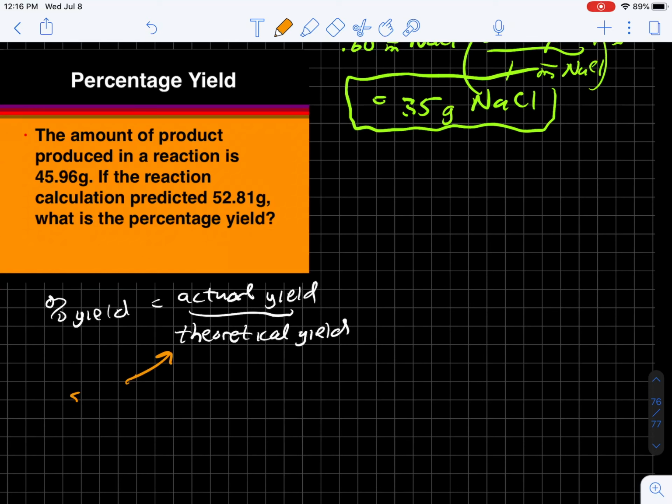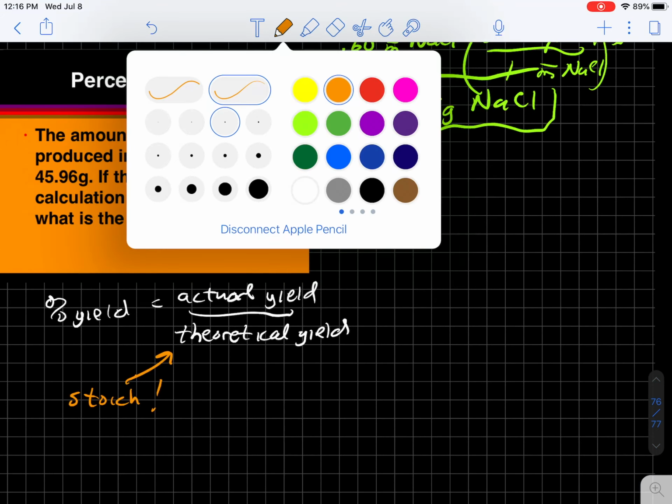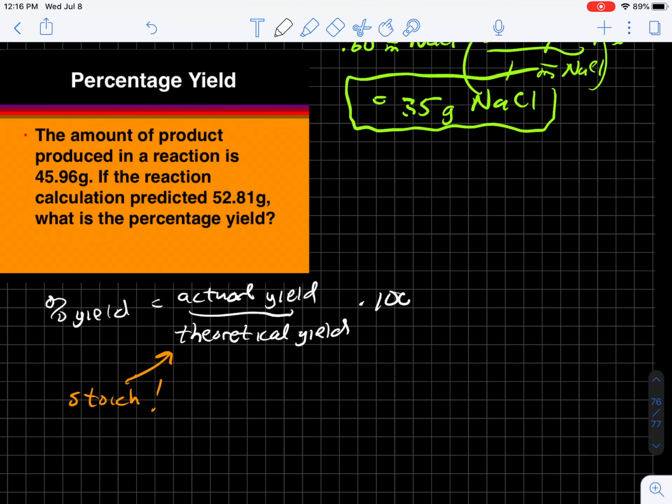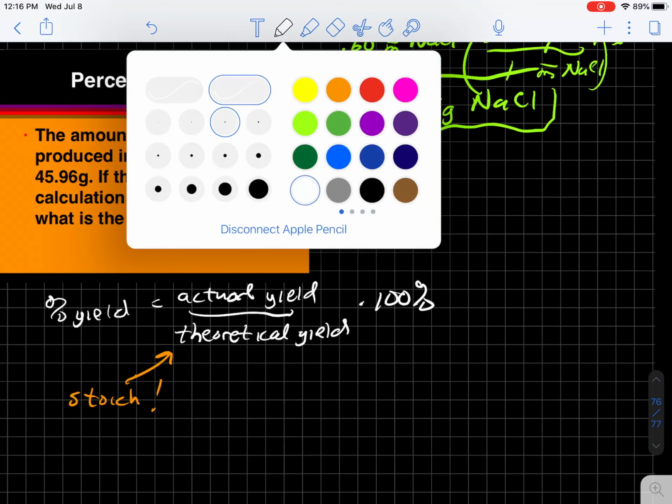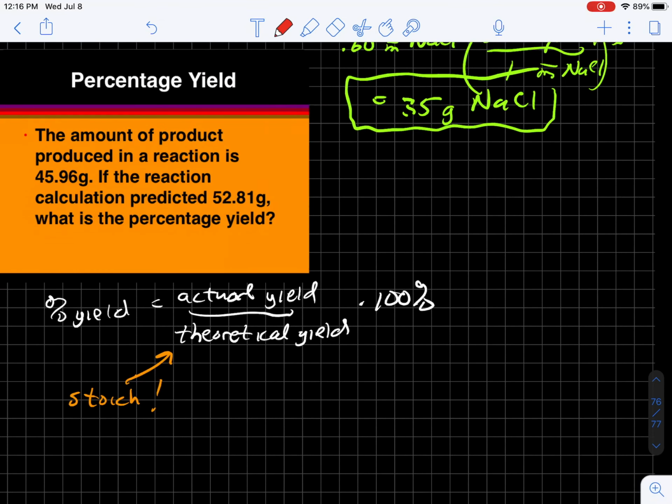Now the theoretical yield, I'm going to stop at that point. Theoretical yield means you've got to do the stoichiometry in order to figure that out. In this problem you don't, because it's given to you. And we're going to take that answer and multiply it by 100%. So let's go through the problem.